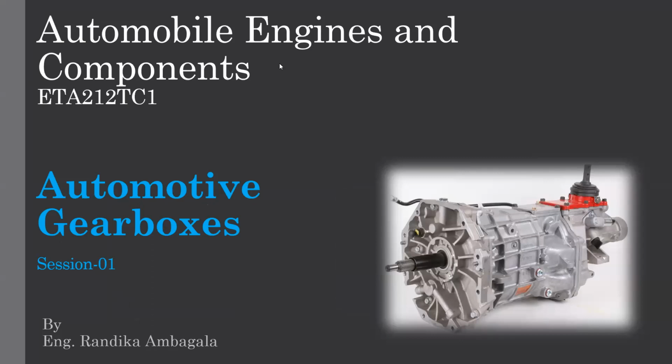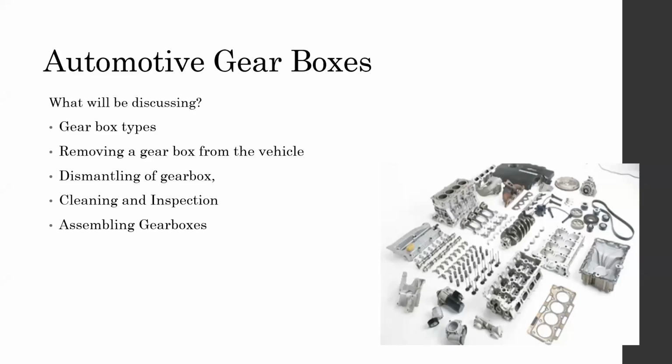I don't know whether you guys can see this. Okay, now you guys can see it, right? Yeah. So the next part is workshop automobile gearboxes. There are a few types of gearboxes available. We'll just go through them first, and then we'll go into the assembly, disassembling, inspection and testing details.